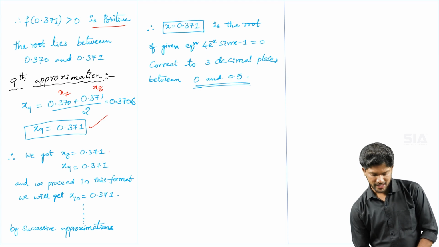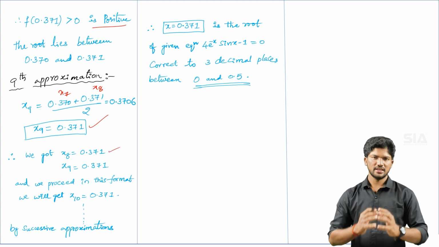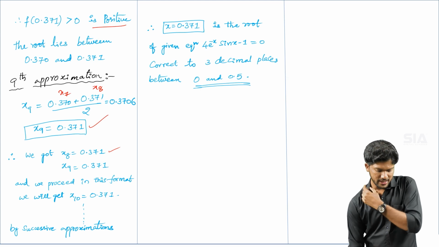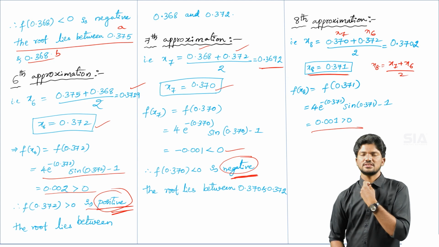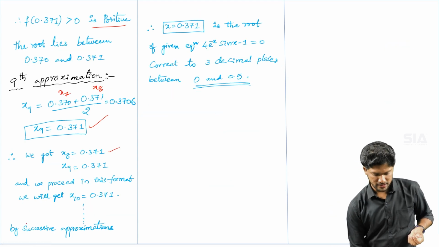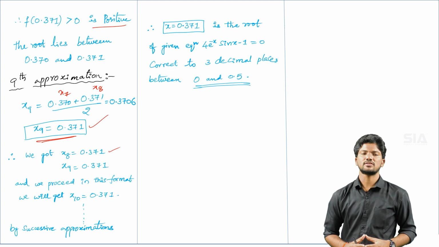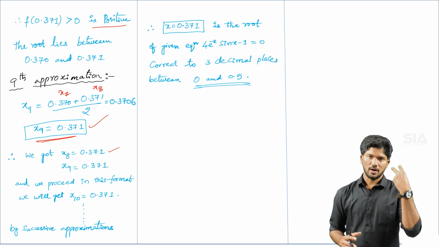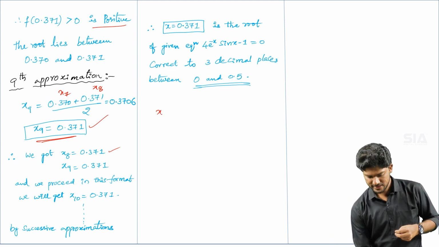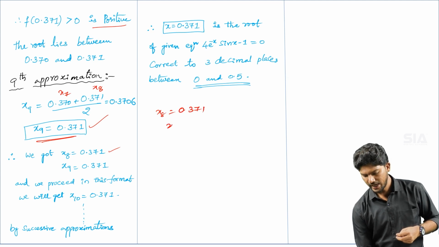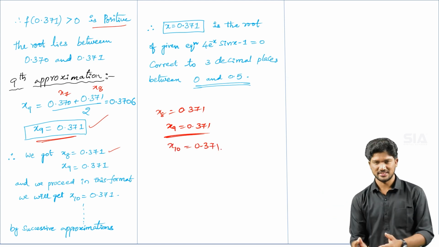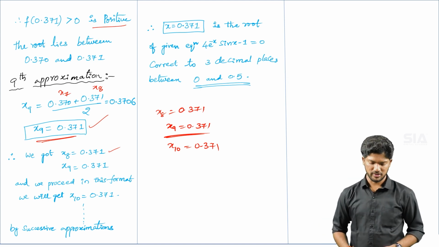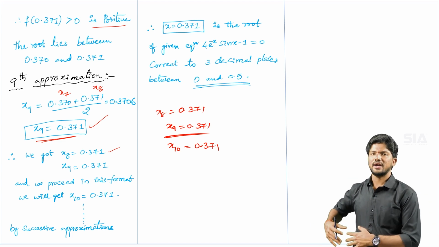After getting the 9th approximation, you have to observe that in the 8th approximation we got x suffix 8 is equal to 0.371. In the 9th approximation also we got x suffix 9 is equal to 0.371. Both approximation roots are the same. If you proceed further, x suffix 10 also you will get 0.371. Why? Because you are substituting the same value, you will get the same root only. If you proceed in this format, you will get the same root.